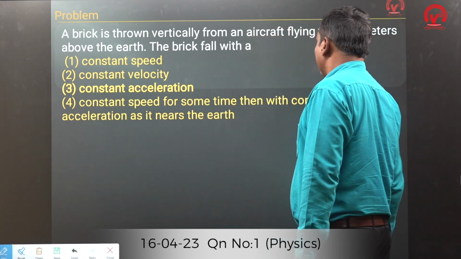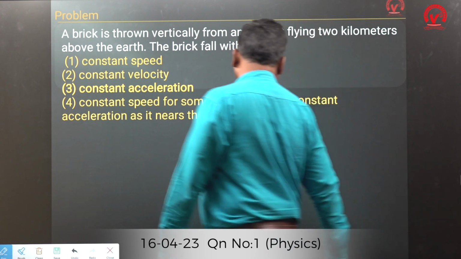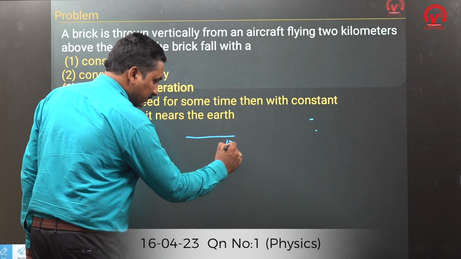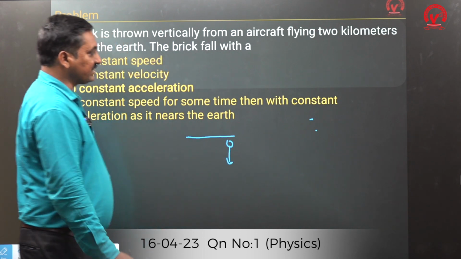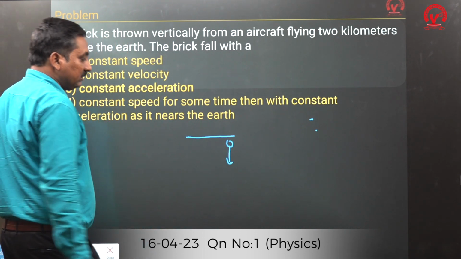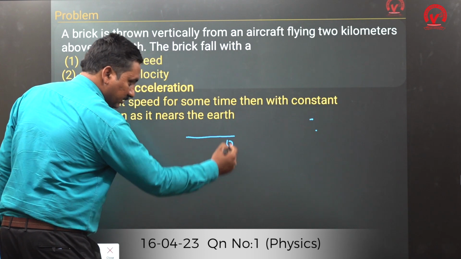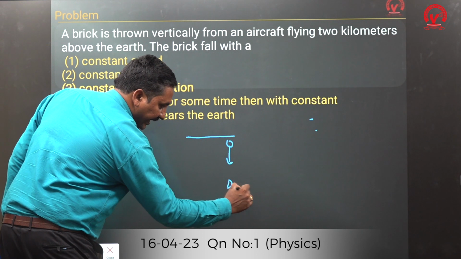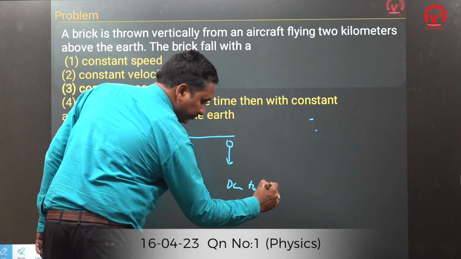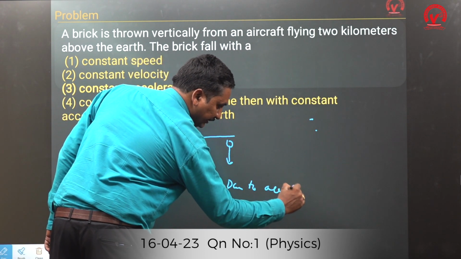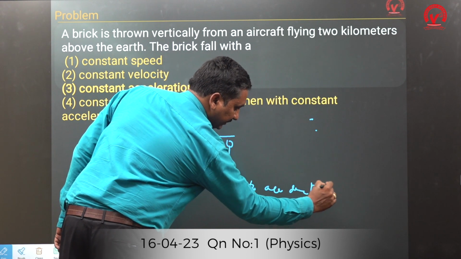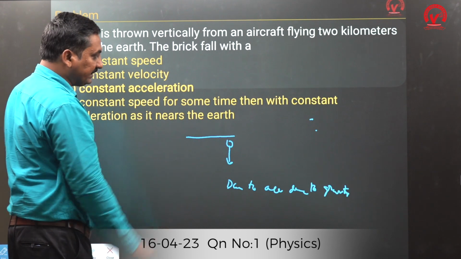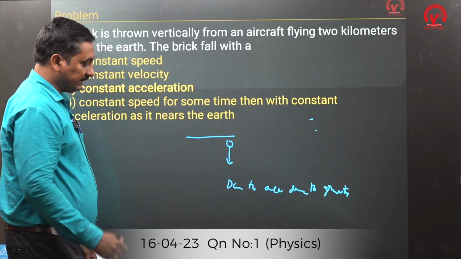So here, while the aircraft is moving, one brick is dropping downwards with some velocity. This body is accelerating due to acceleration due to gravity. So the velocity increases while it is reaching the earth.